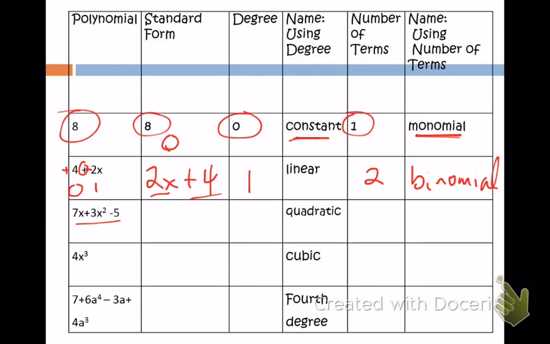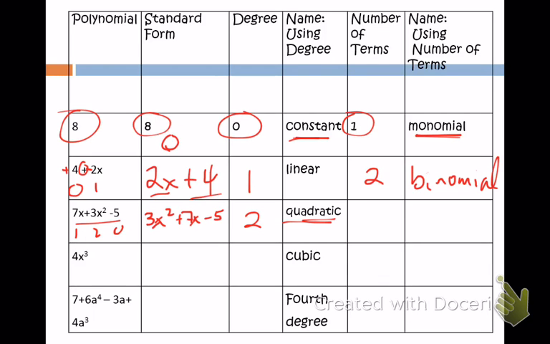Okay, highest degree, we're going 1, 2, 0. So the positive 3x squared goes first. The positive 7x goes next, and the negative 5 follows. Right, so the degree of this polynomial is 2, which makes it a quadratic. And quad is a little misleading, but it's what it's called.